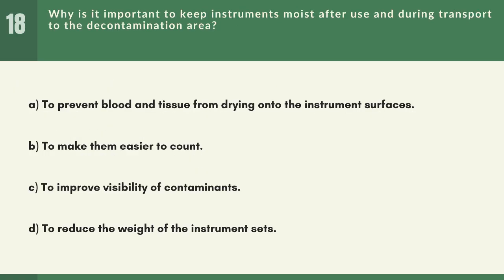Question 18. Why is it important to keep instruments moist after use and during transport to the decontamination area? A. To prevent blood and tissue from drying onto the instrument surfaces. B. To make them easier to count. C. To improve visibility of contaminants. D. To reduce the weight of the instrument sets.